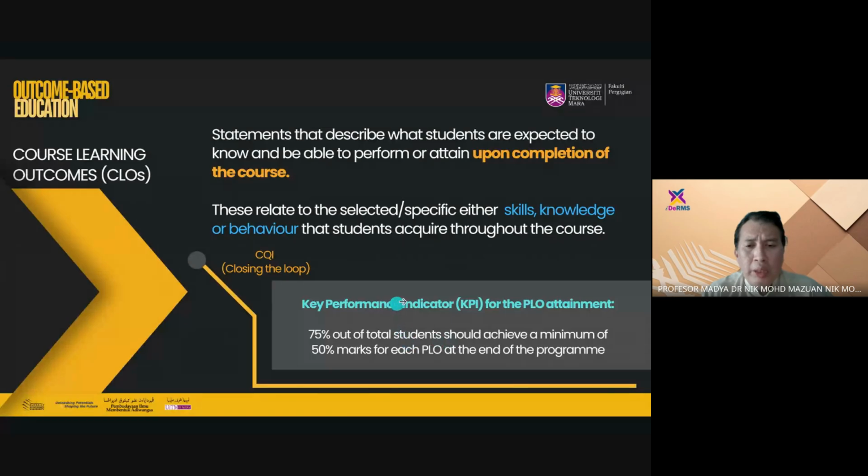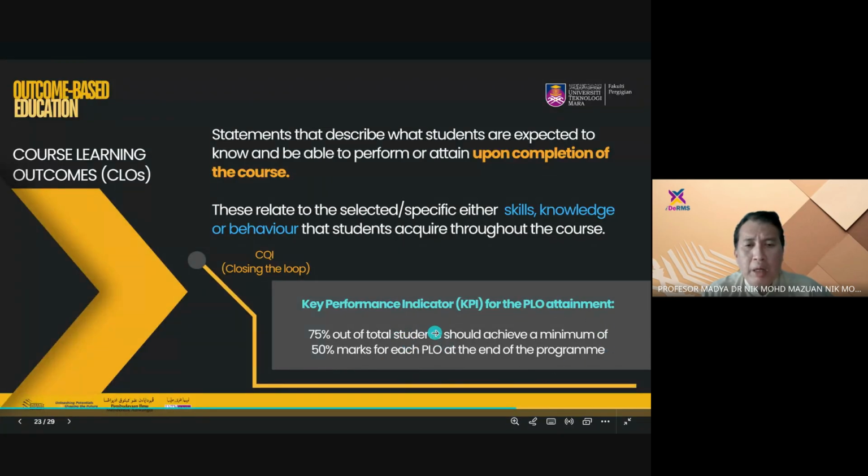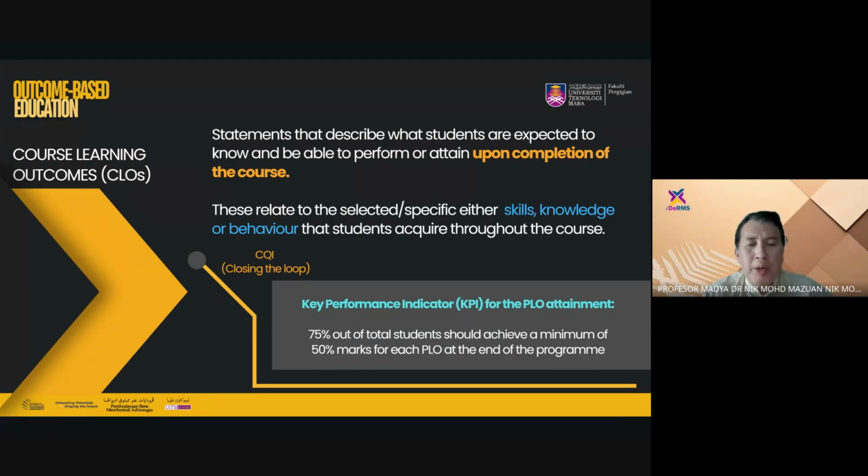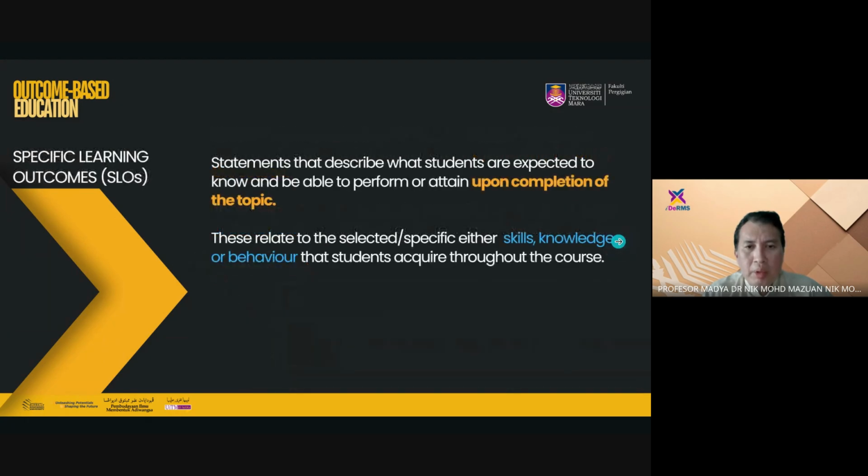So later on, we will learn about this KPI, how to put the numbers. Probably we can calculate our own KPIs for every course. Okay, so this is course learning outcome. And then the last one is the specific learning outcomes. Specific learning outcomes is actually done for the topic.